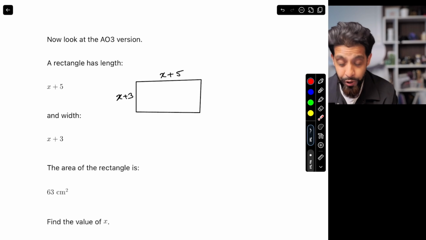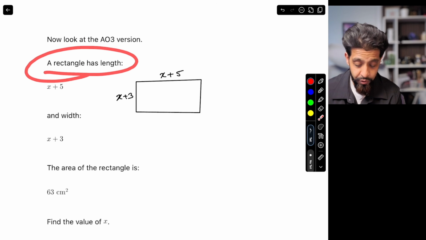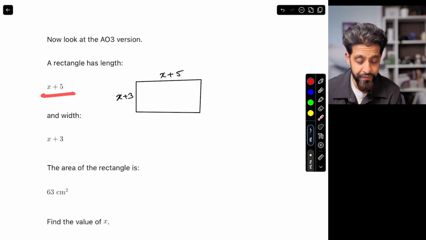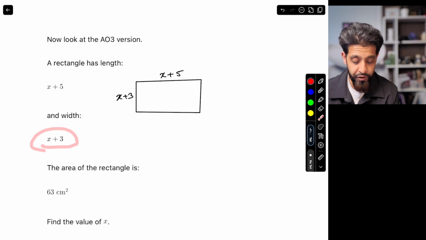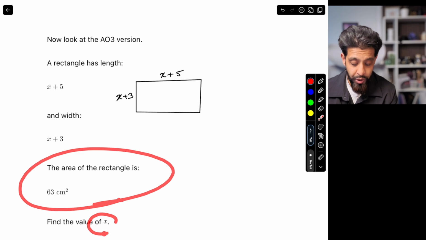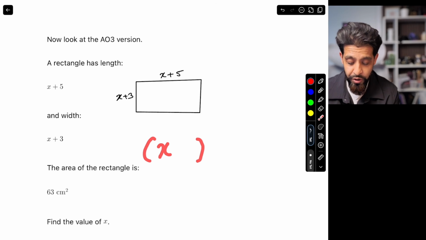Now take a look at the same question but an AO3 version. So this question is where you're given the rectangle. You may or may not be given this diagram, by the way, but you're told that you've got the two lengths, x plus 5 and x plus 3, which is a width here. And you're told that the area of this rectangle is 63 centimeters squared, and you have to find the value of x. You see, that same question, the student now has to produce this.